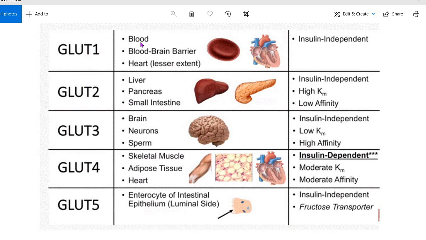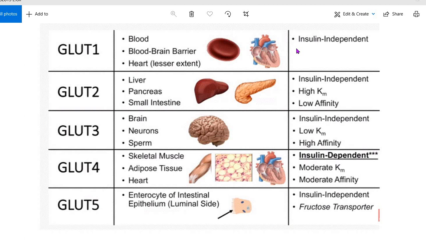Where is GLUT1 found? GLUT1 is actually found in the red blood cell. It is also found in the brain and in the heart. So these are the 3 locations where you have GLUT1. And what's interesting about GLUT1 is that it is insulin independent. Of course, this makes sense because it simply means that red blood cells can absorb glucose whether you have insulin or you don't have insulin.